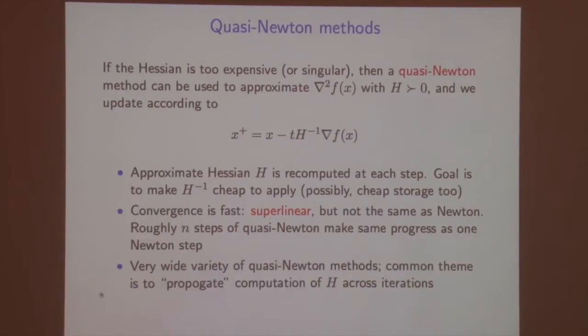There's a huge variety of Quasi-Newton methods. I'll just talk about two of the most basic ones, and we're not going to go into any details. I've given some nice references at the end you can look at if you want to implement one yourself, or if you're curious to know what they look like in detail. The common theme among all Quasi-Newton methods is to propagate the computation of H across iterations. So I don't want to recompute my approximation anew when I'm at step k if I had an approximation at step k minus 1. I want to take my approximation from step k minus 1, and update it in some clever way to get a reasonable approximation at step k. That's what makes Quasi-Newton methods fast.